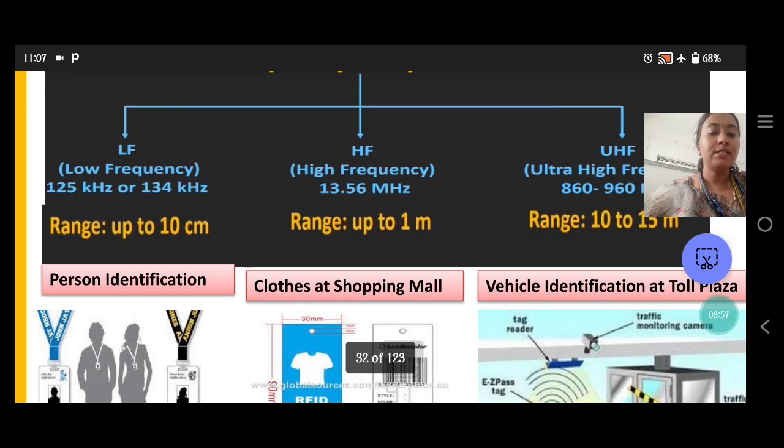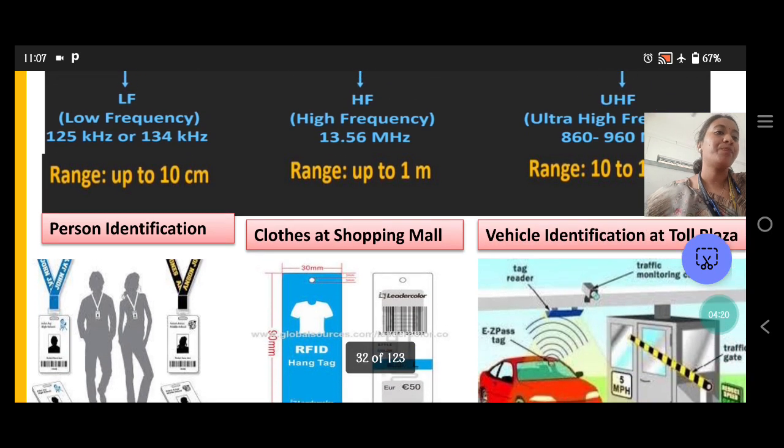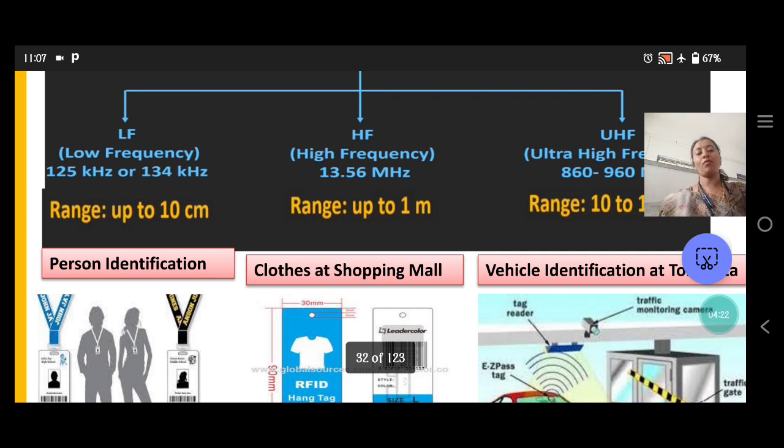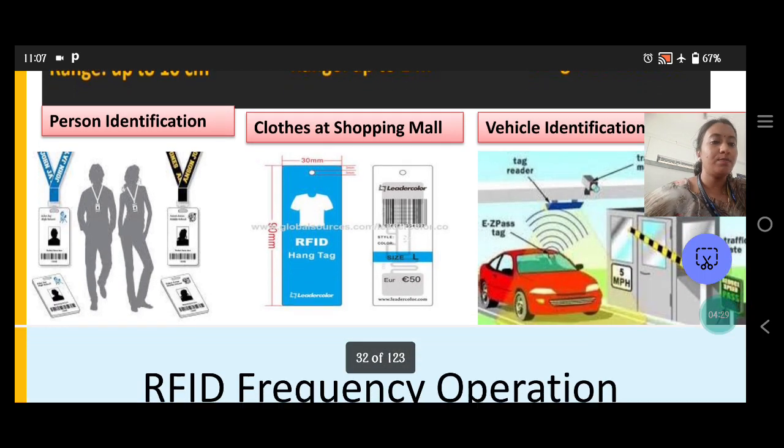For person identification, low frequency is mainly used, like in our ID cards. It is also used for clothes, where, as with barcodes, a scanner or detector reads the tag fixed on the garment, such as clothes in a shopping mall. Then there is vehicle identification and toll plazas, which use FASTag. These are the types of RFID signals used in various platforms.